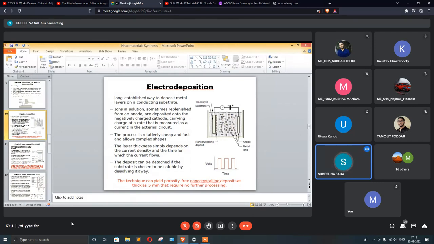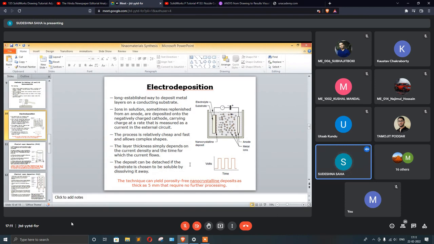Okay, so basically you do have an anode and a cathode and the electrolyte. By using the electric charge, you basically deposit the desired metal on top of your substrate, okay, and this layer thickness simply depends on the current density that you are using and the time for which the current flows.